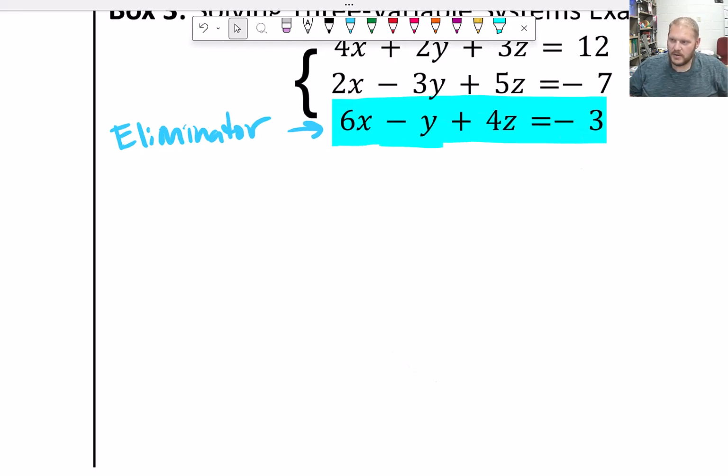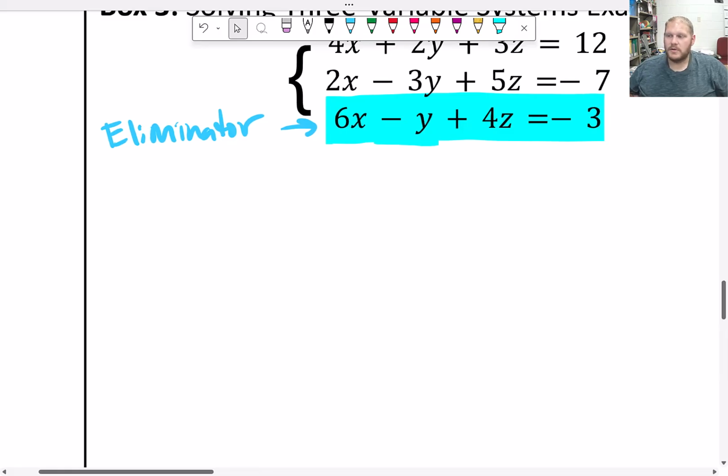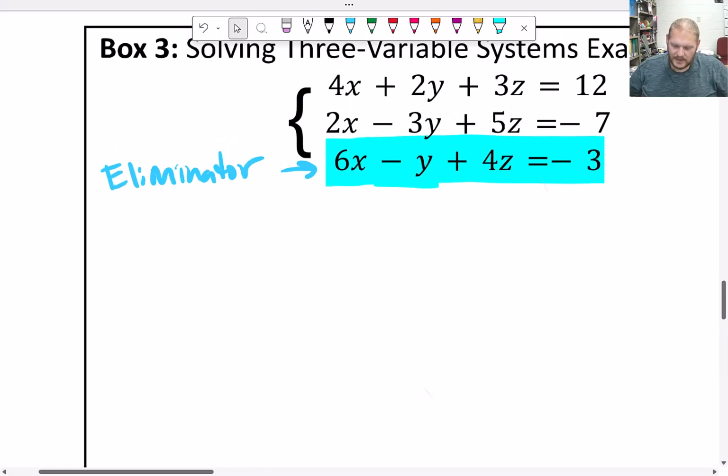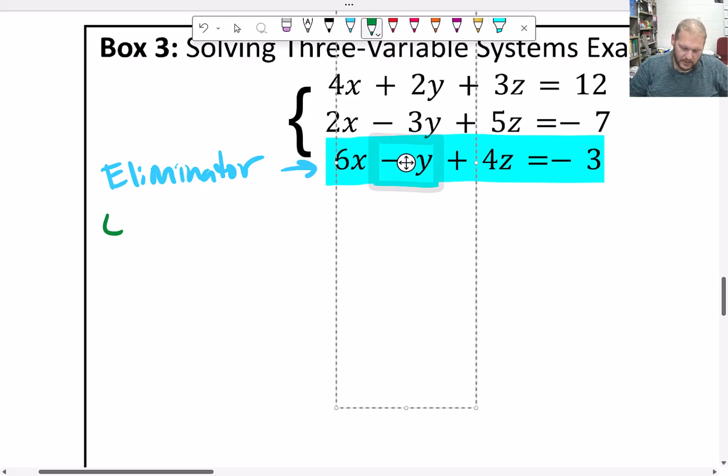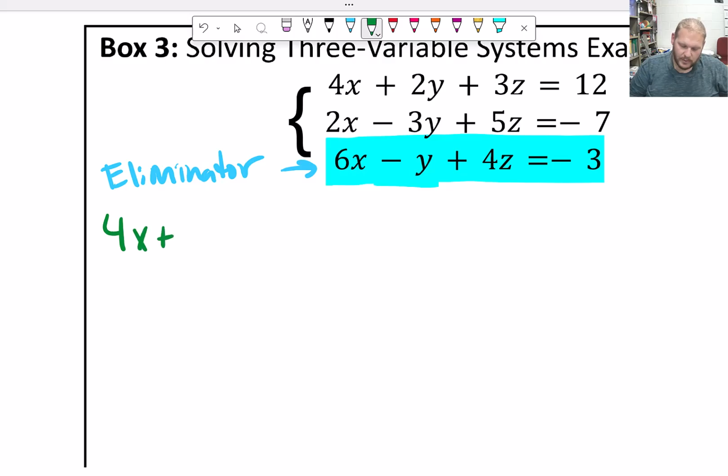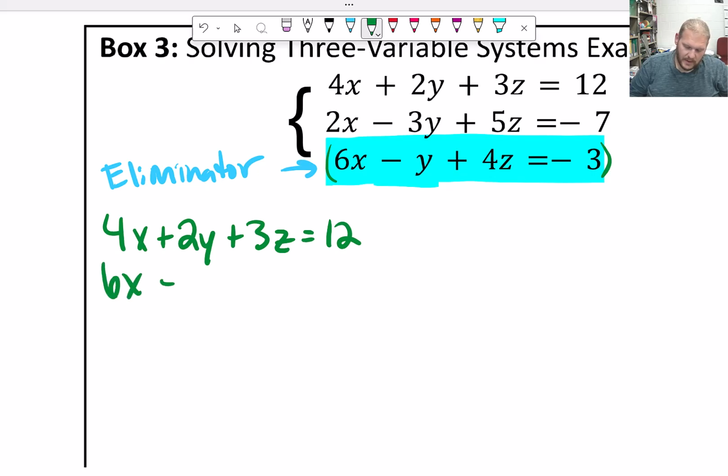So in this case, because I'm going to choose my y values to cancel out, I'm going to take that top equation. I'm going to do this in green. My original top equation was 4x plus 2y plus 3z equals 12. And then this bottom equation was 6x minus y plus 4z equal to negative 3.